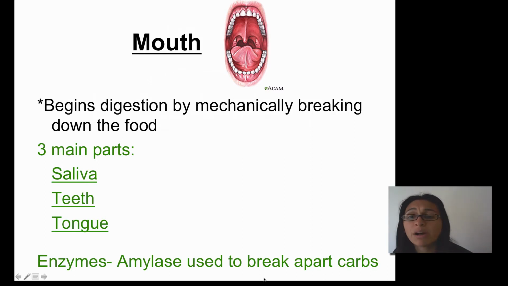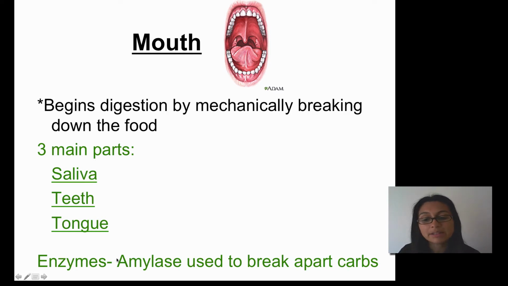Your mouth has three main parts: the saliva, which is your spit, the teeth, which do the tearing and the cutting, and then the tongue. Next time you eat, pay attention to what your tongue does. Your tongue positions the food within your mouth. Your tongue is constantly pushing your food between your teeth, so that way you can actually tear apart the food. Now, the mouth has enzymes in it, and this is also where the chemical breakdown of food begins.